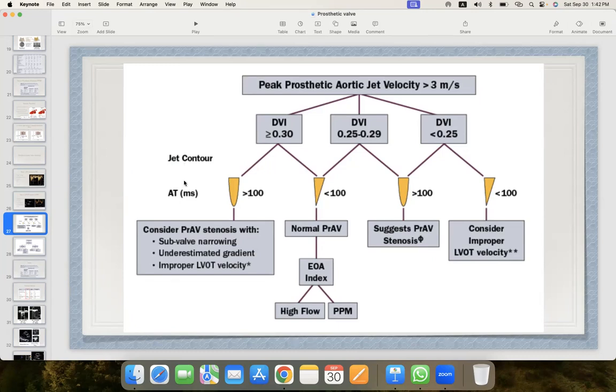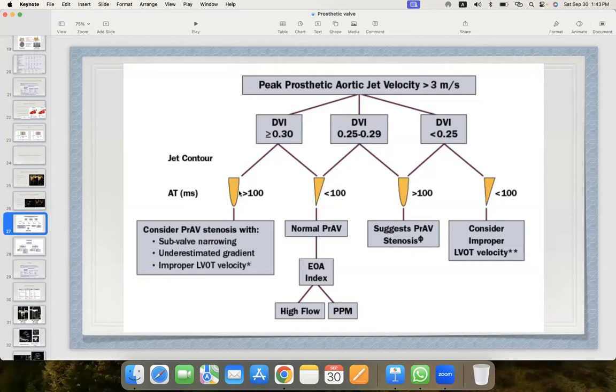Other possibility is that you might be overestimating the LVOT. So maybe instead of measuring the LVOT pulse wave before the valve, you went inside the valve. If you go inside the valve, you will have higher DVI, more than 0.3, but you will have increased acceleration time. So you need to adjust. Or it's possible also that you are underestimating the gradient of the aortic valve. Maybe your echo beam was not aligned with the blood flow, and that will give you an underestimation of the aortic valve gradient, and it will give you higher dimensionless velocity index with the high acceleration time.